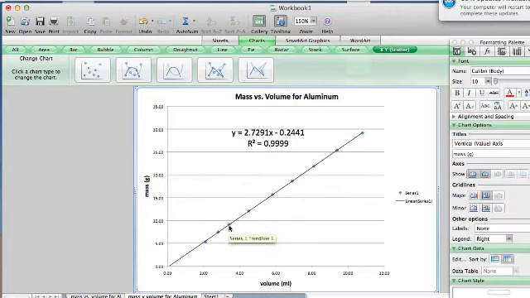But this is pretty good data, okay? We have a straight slope for a line. That means it is a constant slope, which means that the density value is the same for each sample, which confirms that density is an intensive property.